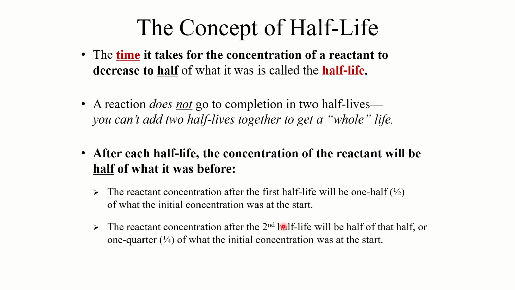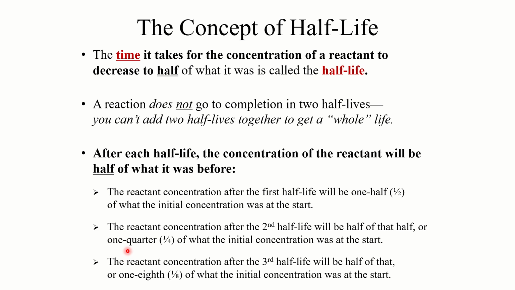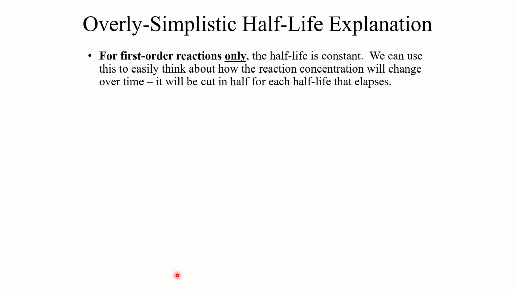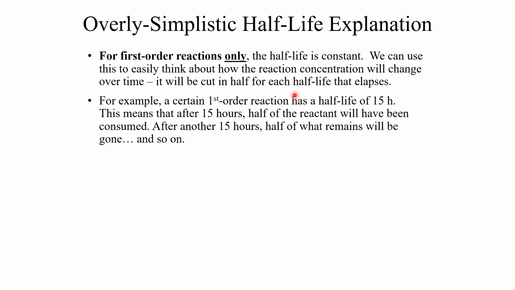The reactant concentration after the second half-life will be half of that half, or 1/4 of what the initial concentration was. If we went to a third half-life, we'd be down to 1/8, a fourth down to 1/16, and so on from there. For first order reactions only, the half-life is constant. We can use this to easily think about how the reaction concentration will change over time. Again, it's cut in half for each half-life that elapses.